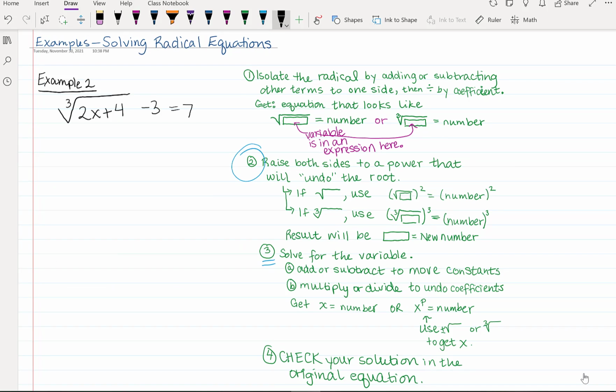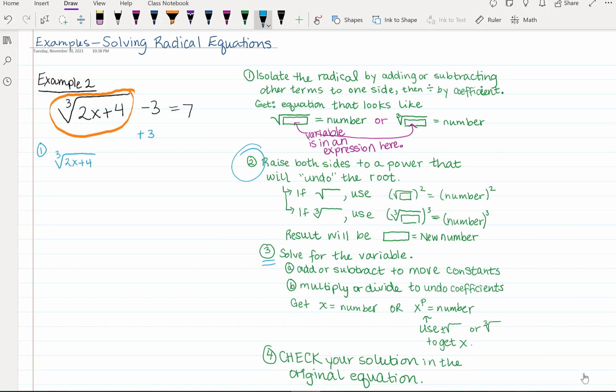Here's a second example. We have the cube root of the quantity 2x plus 4, minus 3 equals 7. So here our big radical chunk is that whole expression, the cube root of 2x plus 4. I want to get that chunk by itself on one side of the equation as my first step. So I look at my equation and I notice that the other thing on the left-hand side is a 3.